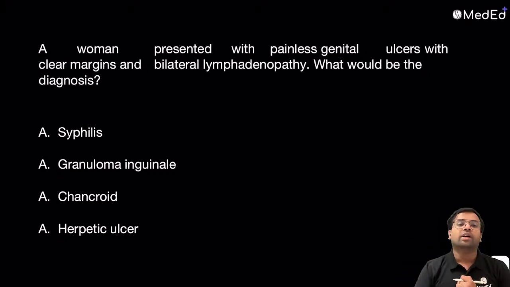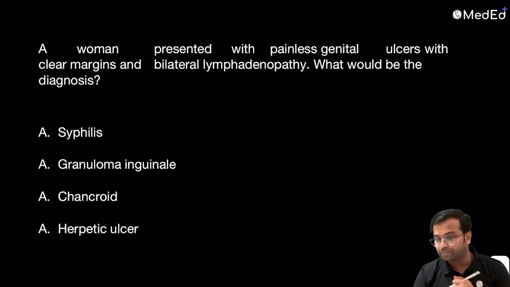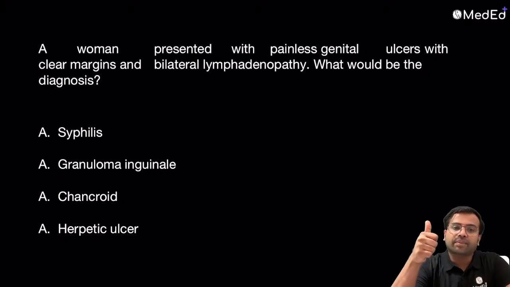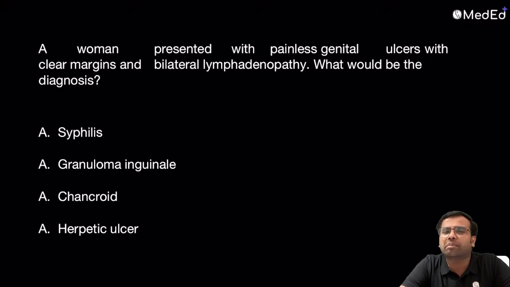Yeah, clear. A woman presented with a painless genital ulcer with clear margins and bilateral lymphadenopathy, what would be the diagnosis? Syphilis, granuloma inguinale, chancroid, herpetic ulcer. So here we are talking about genital ulcer disease. Another very, very important topic for your NEET PG exam. Now let's see how we should approach the MCQ of a genital ulcer disease.